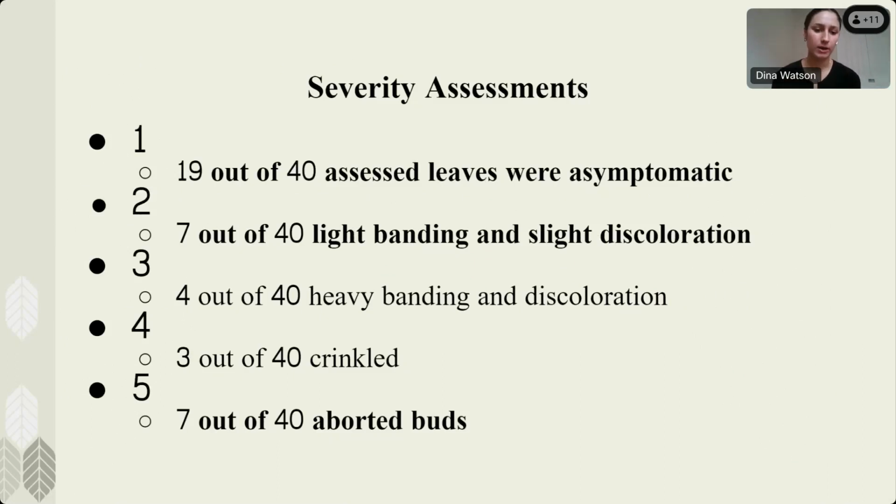Also, quite a few of them actually scored number 5. So 7 out of the 40 were aborted buds.